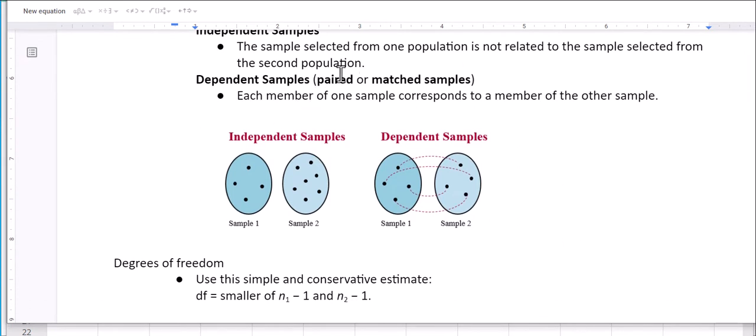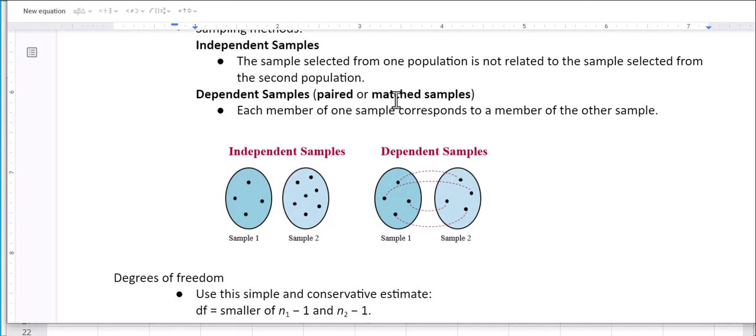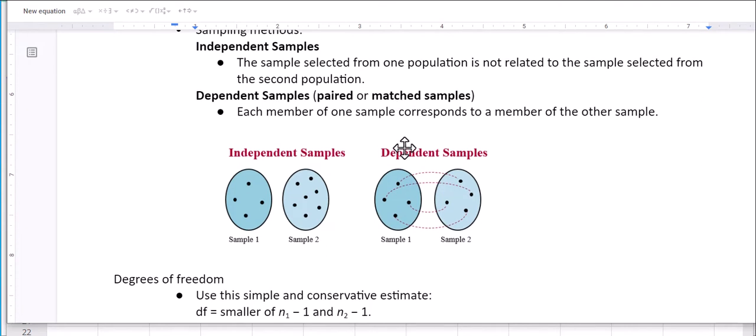Dependent samples, or paired or matched samples, is when each member of one sample corresponds to a member of the other sample. So going back to my cholesterol example, a dependent sample would be, say you test cholesterol levels in a group of people, say in females, prior to an exercise routine. So somebody wants to test the effectiveness of an exercise routine to lower cholesterol levels. So you will take a sample of, say, females, and then you would test their cholesterol levels. Then they'll go through the exercise routine, and then at the end you test their cholesterol levels again.